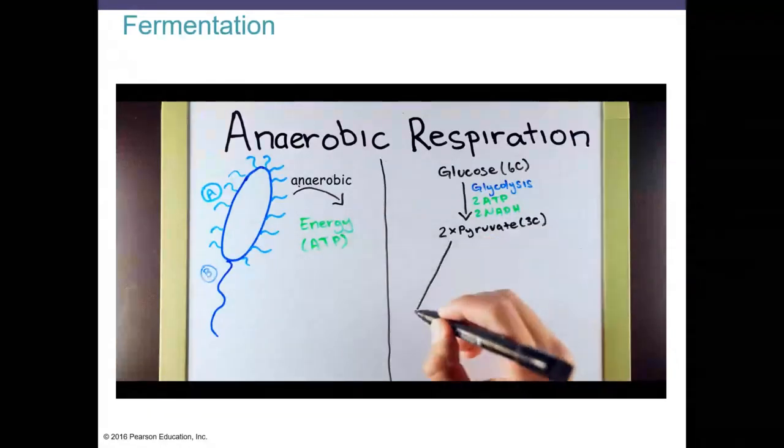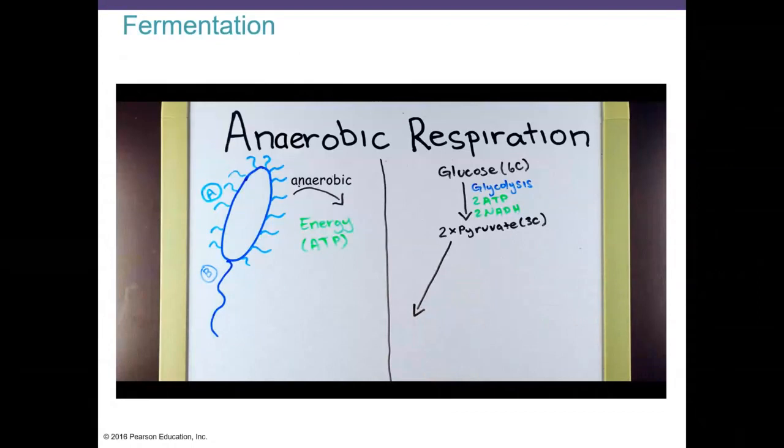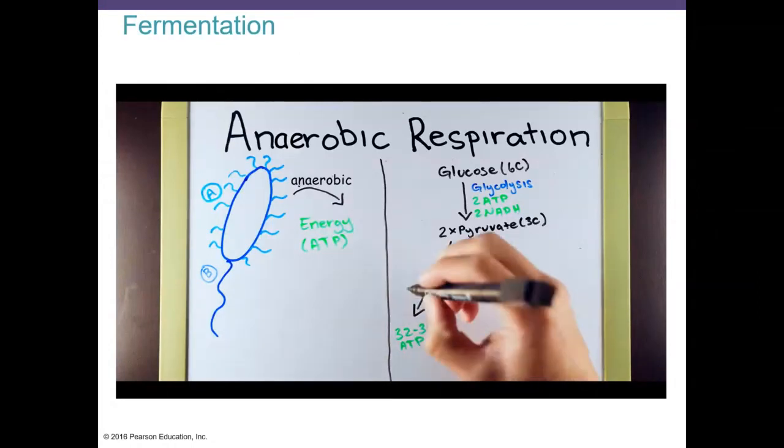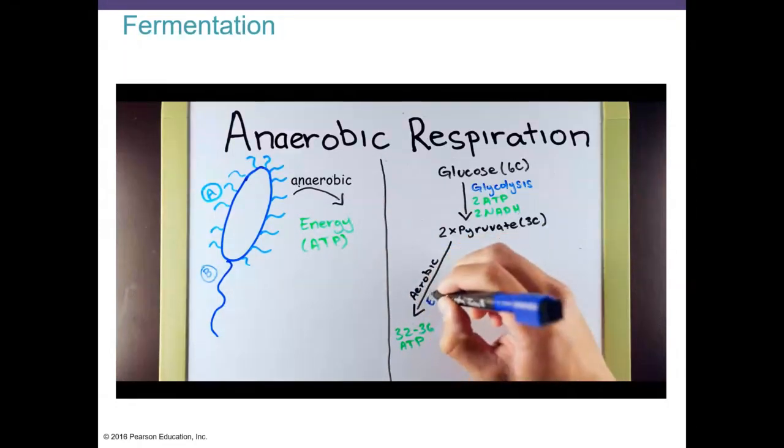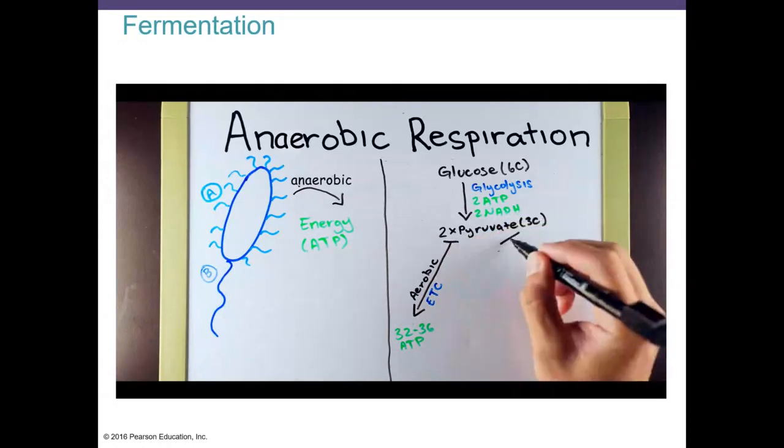Now, if this bacteria is an aerobe, it will take the 2 pyruvate as well as the 2 NADH and put it through aerobic respiration, such as the electron transport chain, thereby creating anywhere from 32 to 36 ATP.